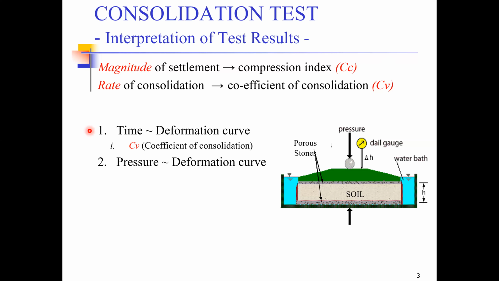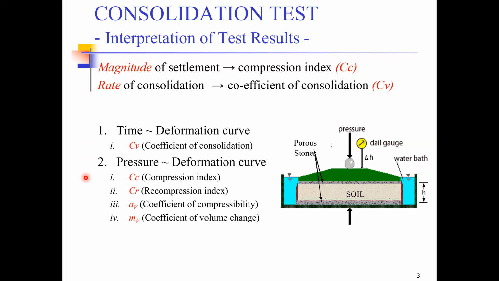So by using the time versus deformation curve, we can determine the coefficient of consolidation. And then by using the pressure versus deformation curve, we can determine the compression index, Cc. But this pressure versus deformation curve is of some more use for us as well. There are some other parameters, for example, Cr, which is called the recompression index. There is a coefficient of compressibility and coefficient of volume change, which can also be determined by using the pressure versus deformation graph.